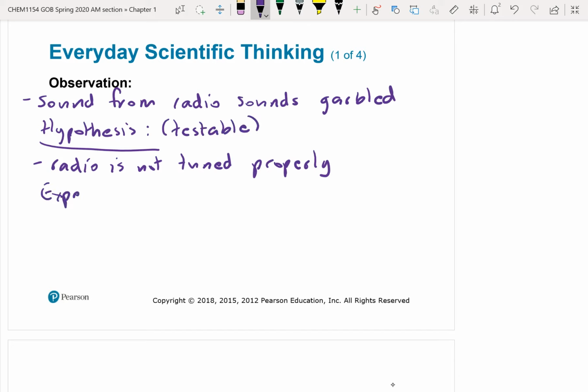Yeah, we can test it using an experiment. All right, and what is the experiment that we can do to test that hypothesis that the radio is not tuned properly to the 94.5? Say that again? Move the antennas, if there is an antenna. How about tuning it to a different station? Yeah, maybe 101.5. Right, so we can tune to a different station.